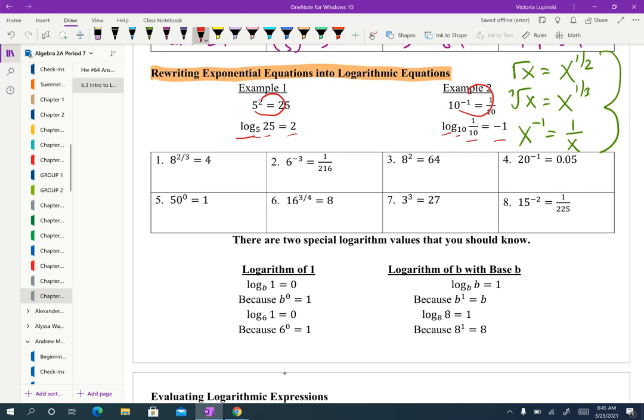So here for number 1, if you think of it as a loop, the first thing you're going to do is write the word log. Then the 8 is the small base, so you draw that as a subscript. Full size 4 equals 2/3.